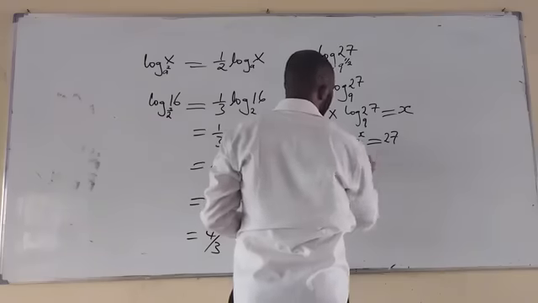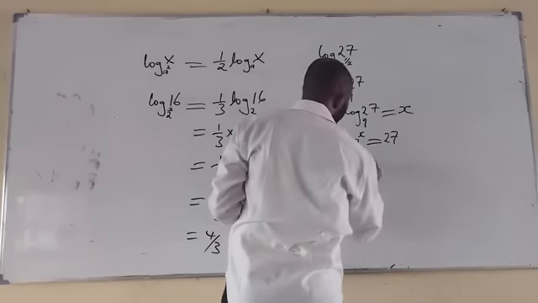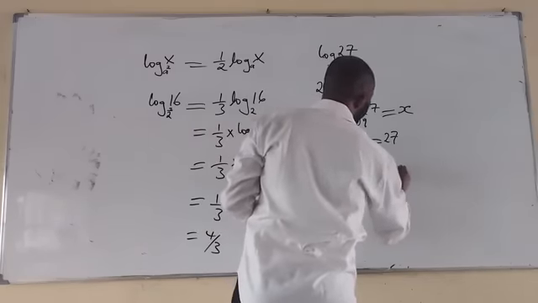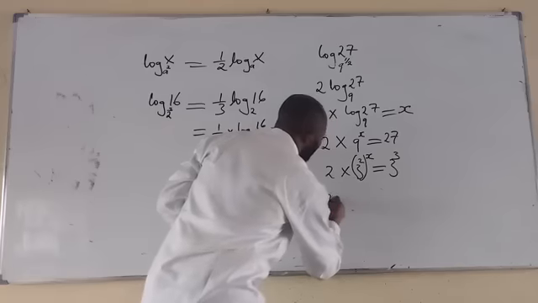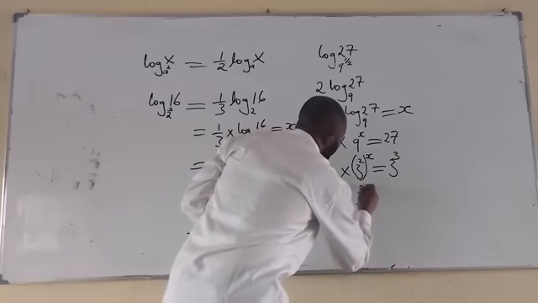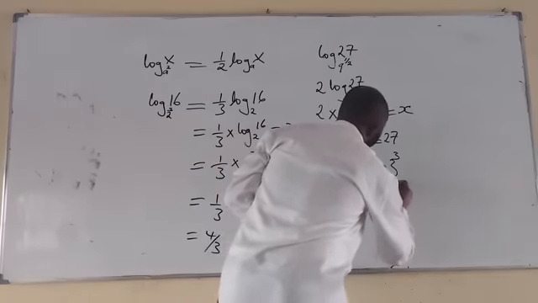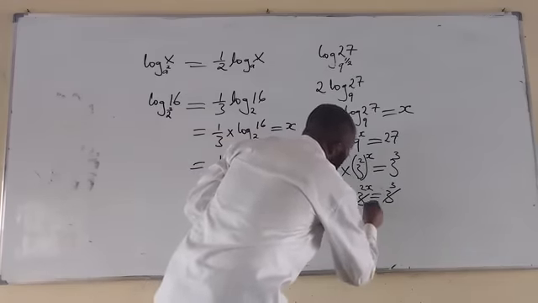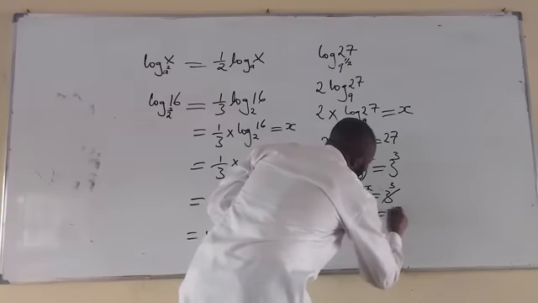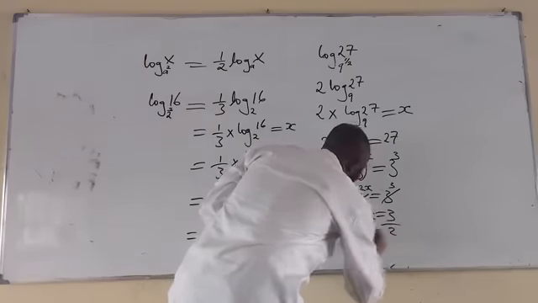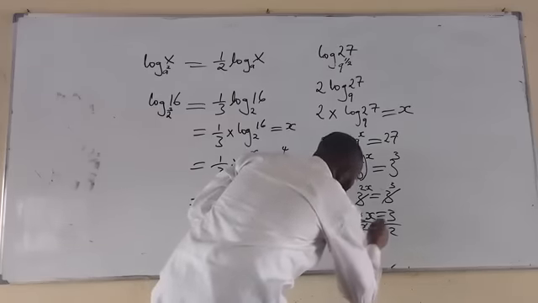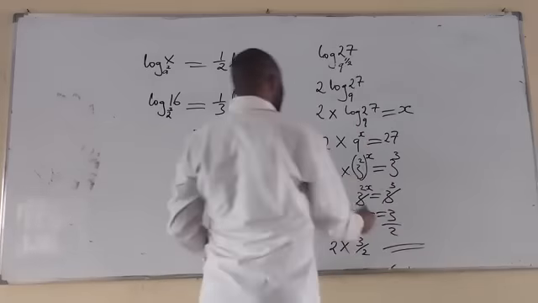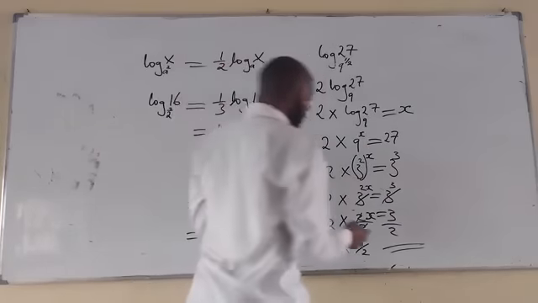I can say 9 is the same thing as 3 raised to the power of 2, and 3 raised to the power of 3 will give me 27. So this is 2 times 3 raised to the power of 2x is equal to 3 raised to the power of 3. I can cancel out the bases. 2 times, if I want to make my x, 2x is equal to 3. Divide this out by 2. So 2 times, my x is now 3 over 2, which is equal to 2 times 3 over 2, is 6 divided by 2, which is 3.